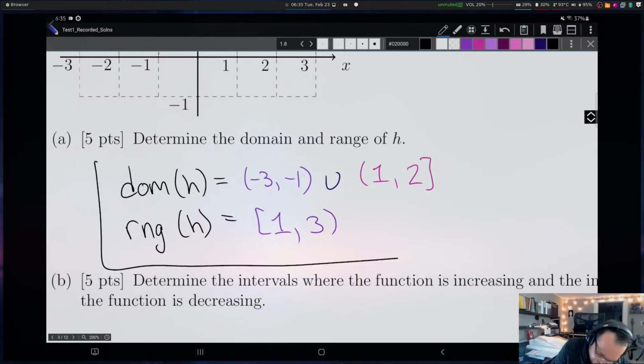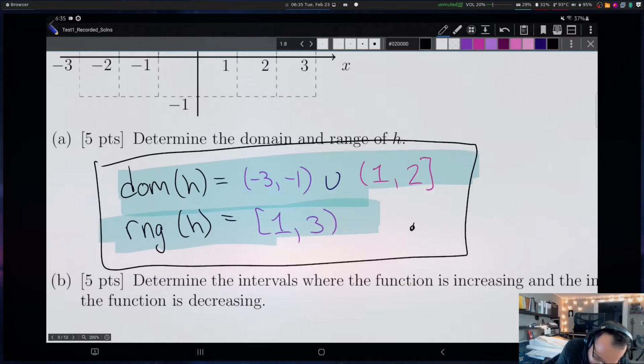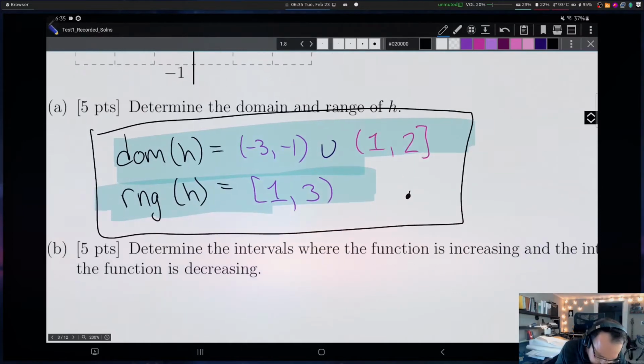Okay, so I have my final answer, my domain and my range. I'll box it, highlight it with a permanent highlighter, put a period on it or something, whatever I can use to indicate that that's the answer I want them to read.